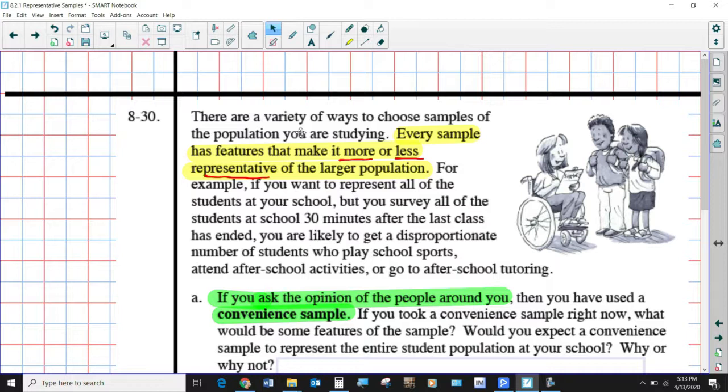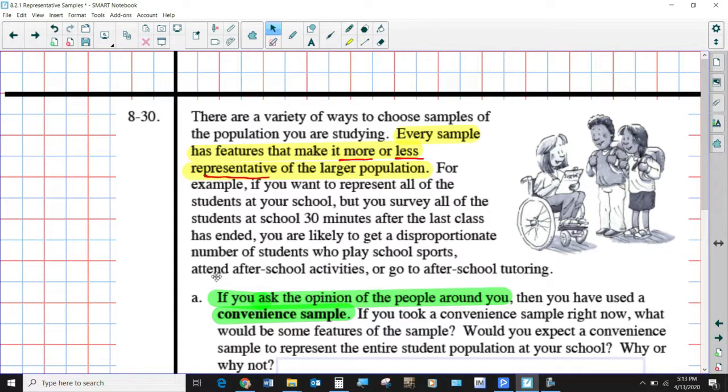Okay, so there are a variety of ways to choose samples of the population. Every sample has features that make it more or less representative of the larger population. For example, if you want to represent all the students at your school, but you survey all the students at school 30 minutes after the last class has ended, you're likely to get a disproportionate number of students who play school sports because they would have already left.